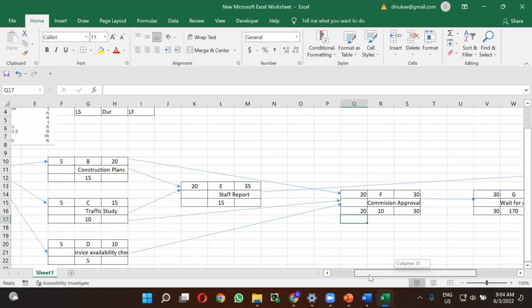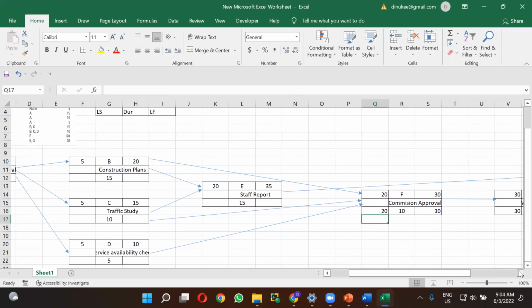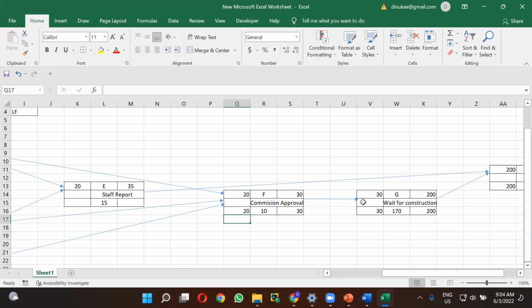So we will move forward, okay? We have calculated up to the G activity, and now I'm going for the F activity we have completed, and now you can go for the E activity.